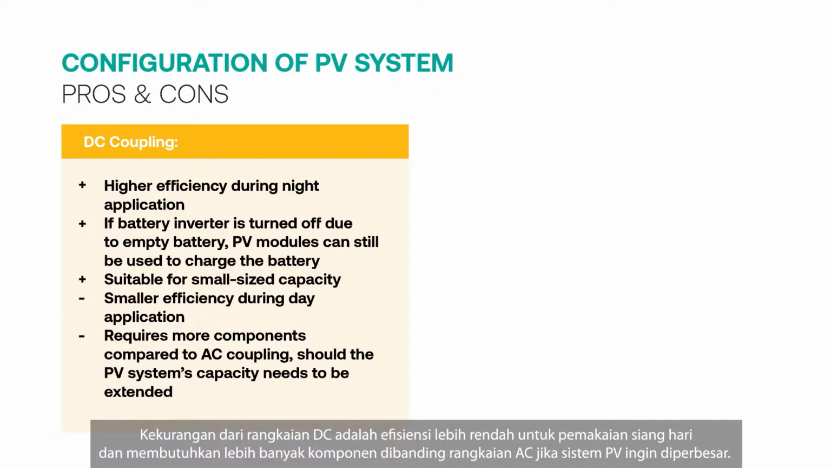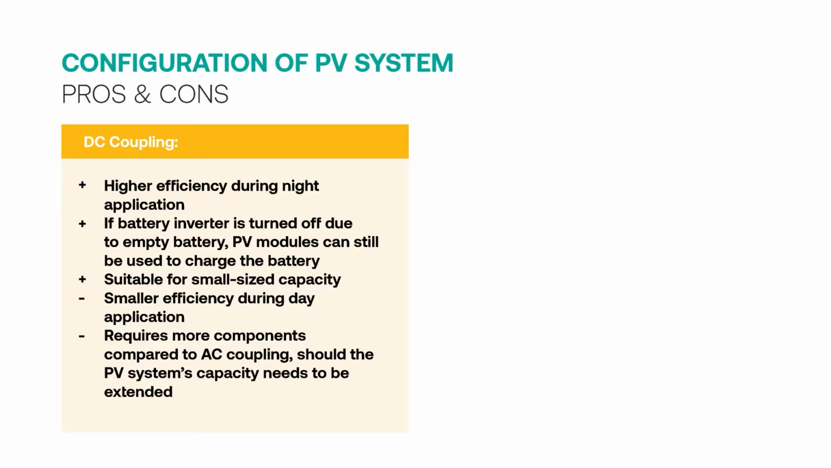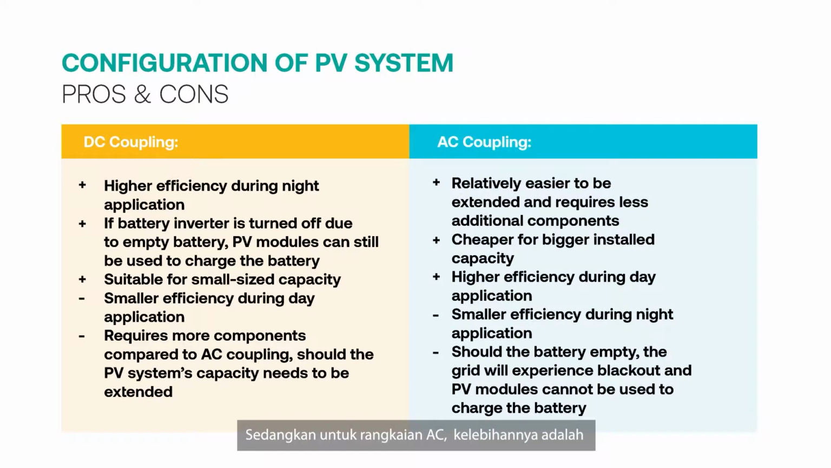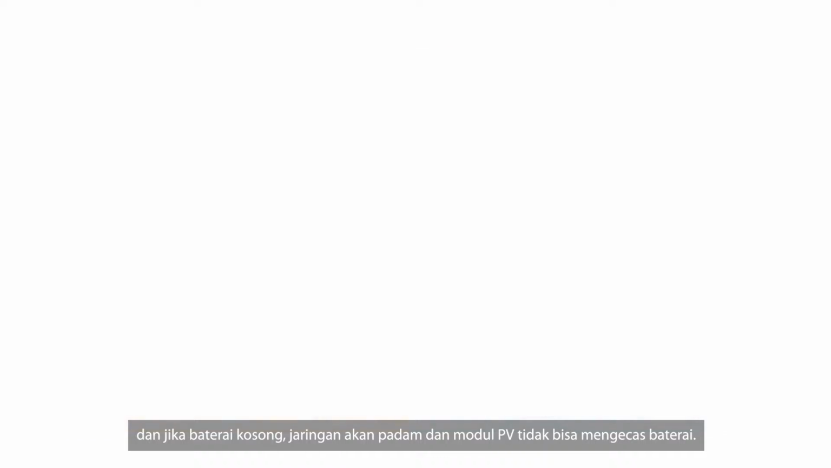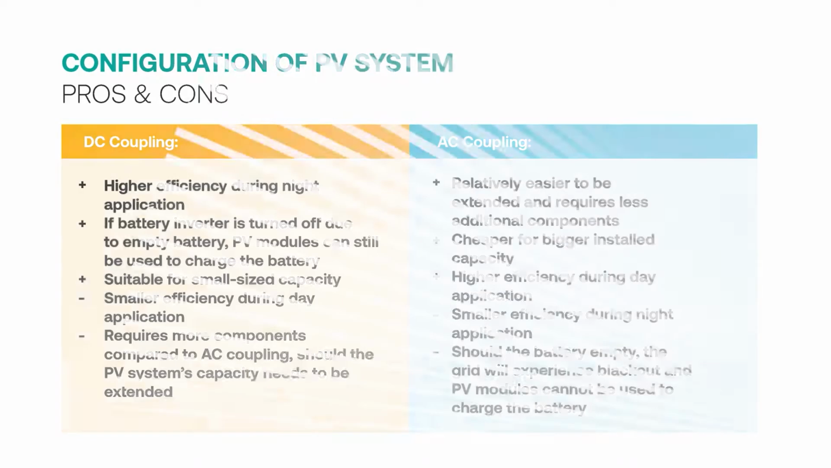While its cons are smaller efficiency during day application and requires more components compared to AC coupling, and the PV system's capacity needs to be extended. For AC coupling, the pros are relatively easier to be extended and requires less additional components, cheaper for bigger installed capacity, and higher efficiency during day application. While its cons are smaller efficiency during night application, and should the battery empty, the grid will experience blackout and PV modules cannot be used to charge the battery.